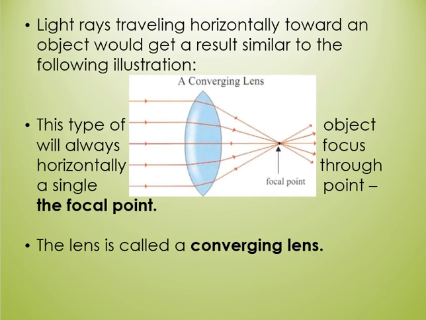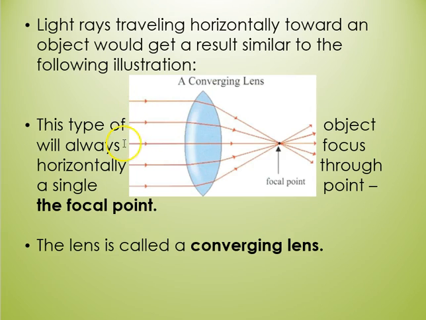So light rays can also travel horizontally toward an object. They would get a result similar to this illustration. So we have a lens, but if we have several horizontal rays that hit basically at a 90-degree angle to the lens, they will be focused to a single point.